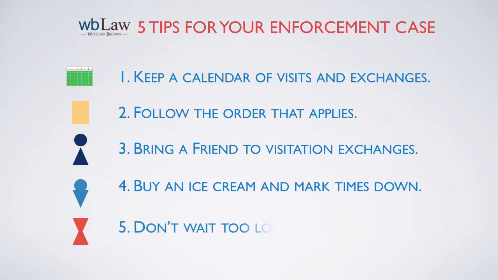And number 5, don't wait too long to file an enforcement action. There are statutes of limitation in some of these cases that basically if you wait too long, for example, to file for child support, you won't be able to get it. Sometimes when you're dealing with possession cases, if the other parent doesn't bring the child back a lot and you don't do anything about it a lot, the court might read that as you consented to that possession schedule change.